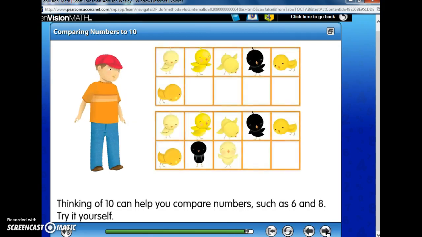Thinking of 10 can help you compare numbers such as 6 and 8. Try it yourself. All right, let's look at these two frames. This is how many? Gavin, tell your friends how many this is. 6. And how many's down here? Good, Gavin. There's 6 here, there's 8 here. Which is more, 6 or 8? 8. There are 2 more chickens down here than this one. There's 2 more spaces that are filled in. So 8 is more. 8 is greater.